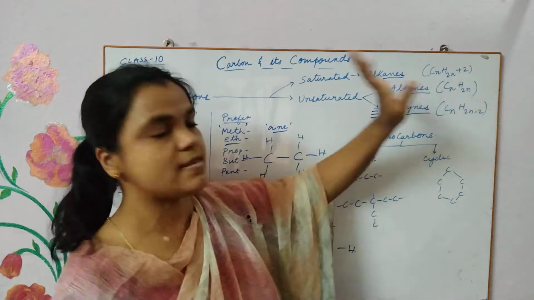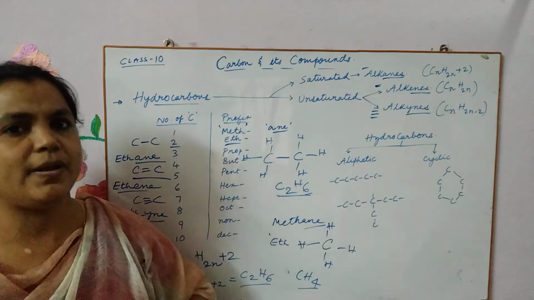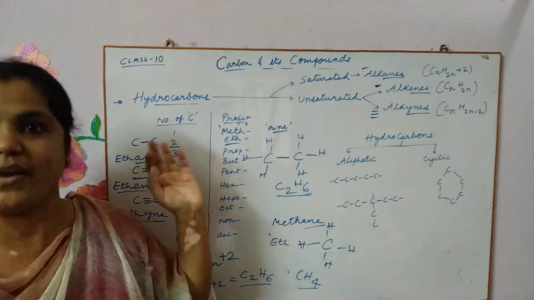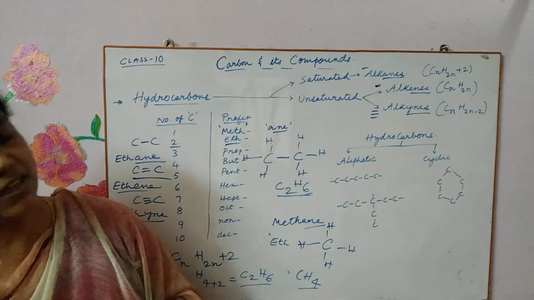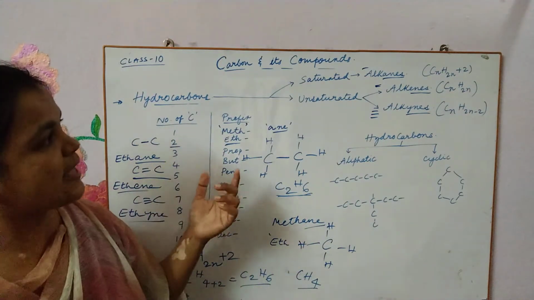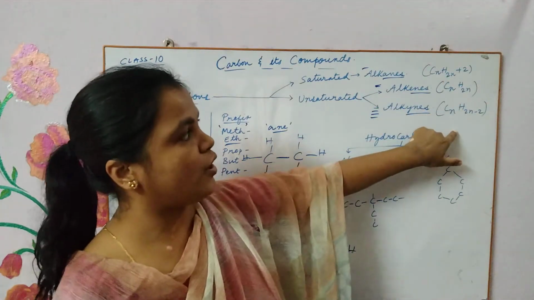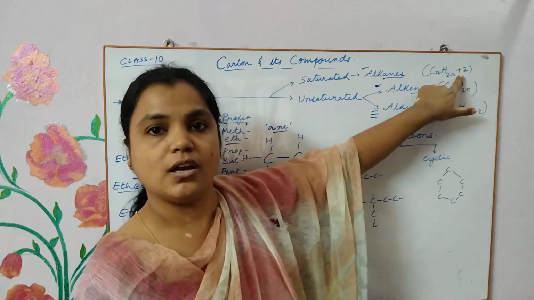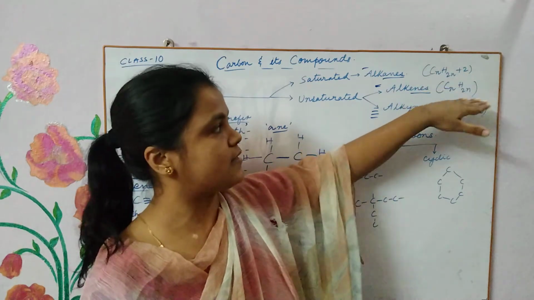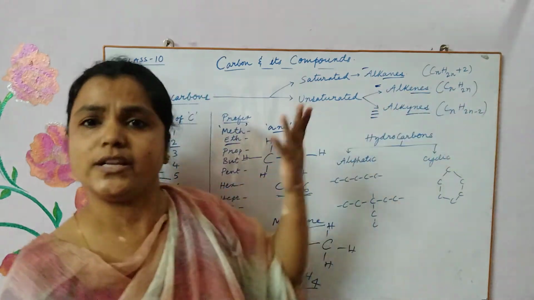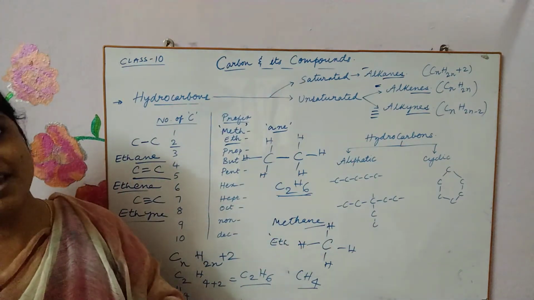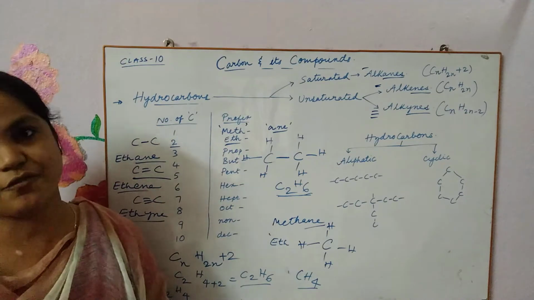Did you understand why there is a difference? Please, if you know the logic behind it, it's very simple. Please try and answer it. Why are the general formulae of these three different? Here it is C2. If it is 2 carbon, it is C2H6. If it is ethene, it is C2H4 only. And if it is ethyne, it is C2H2 only. So why is there a difference? Please try and find out.